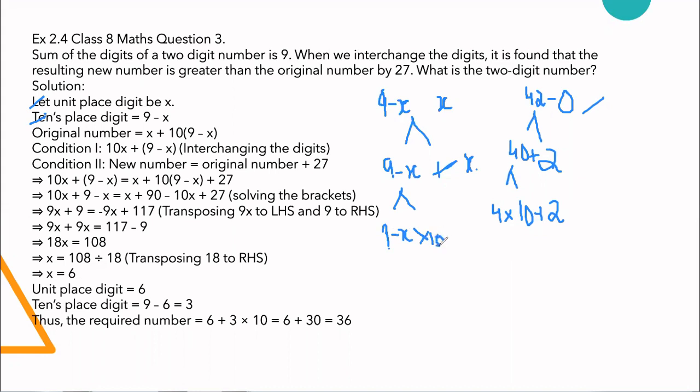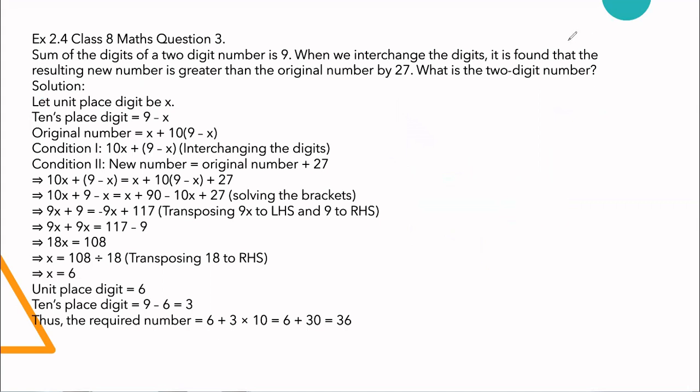And plus x will be written as it is, like plus 2. Plus x, right? That's how I came here by saying x plus 9 minus x into 10. So guys, I hope that was quite clear how we brought the original number.